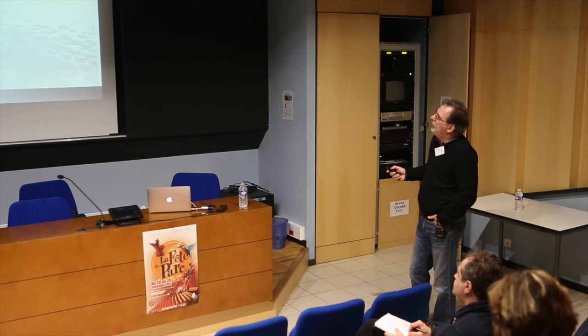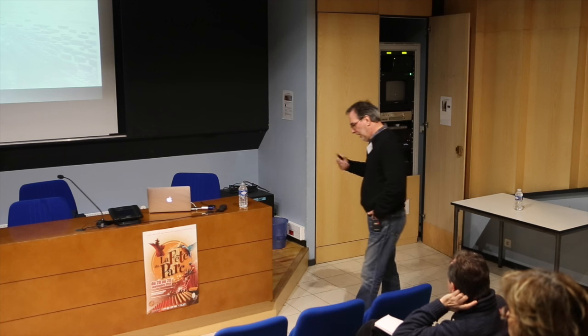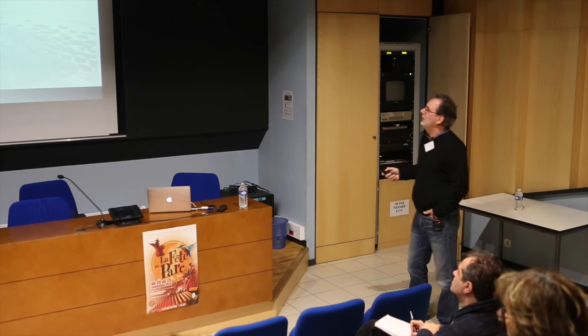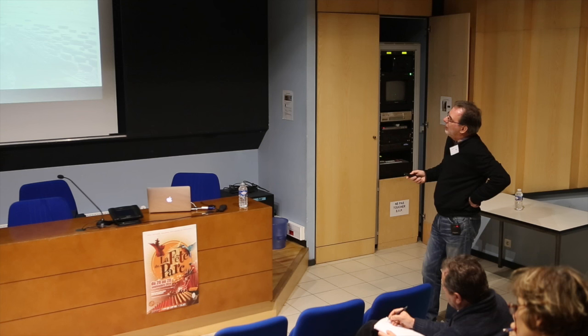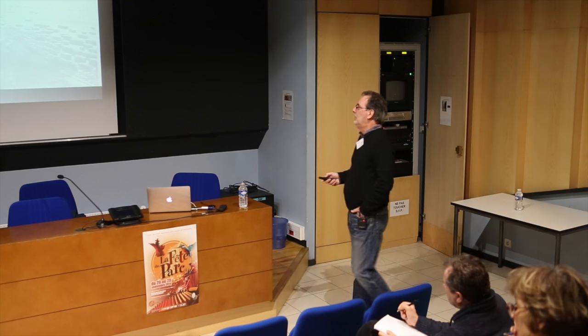So in order to discuss these things, and therefore I think the title that Muriel chose for my talk is very much applicable, we need to look at two issues. We need to look at the formation of planets, so how do we get wet, rocky planets in the habitable zone, that are not bothered by inward migrating giant planets that would kick them out or force them to become their moons, in which case the evolution of life might be at least much more complicated than if there are planets in their own right. And then we need to look at the workings of planets as they co-evolve with life, and look at something like the Gaian bottleneck that Chopra and Lineweaver were addressing.